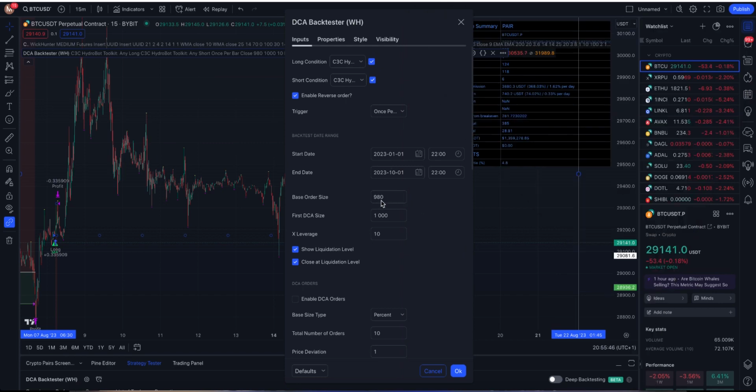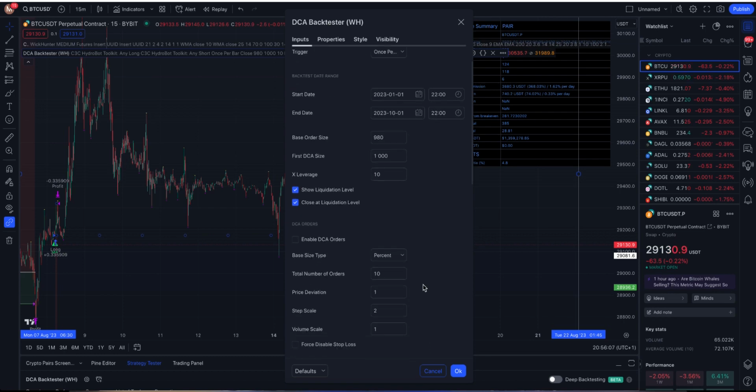So on this, we are using 980% because we need to leave some in for fees. If you put 1,000 in your Wick Hunter or in whatever platform you use, if you try and use 1,000% of the account balance, it won't trigger because you won't have enough in there for fees. So I always put this at 980 just to leave some in the account.